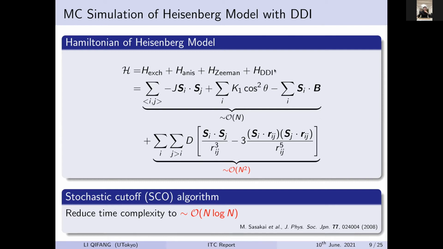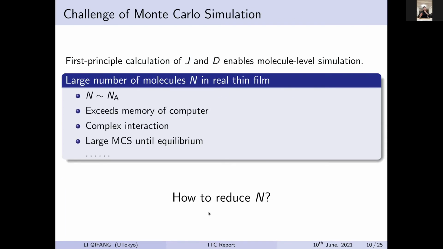However, when it comes to the dipole-dipole interaction, because it is a long-range interaction, it exists between every 2 spins. As a consequence, the time complexity is N squared. So when N becomes large, the time complexity is unbearably long. After introducing the stochastic cutoff algorithm, the time complexity is reduced to the order N log N.